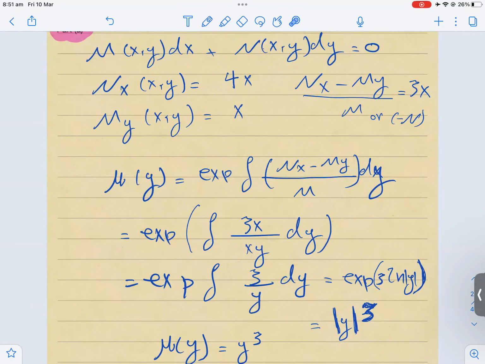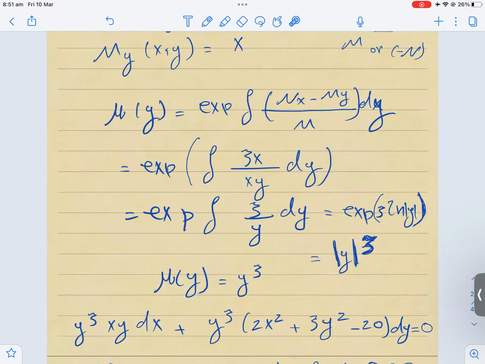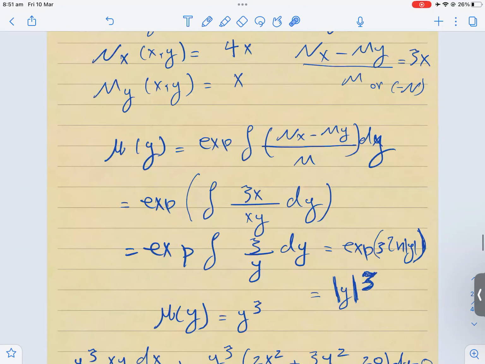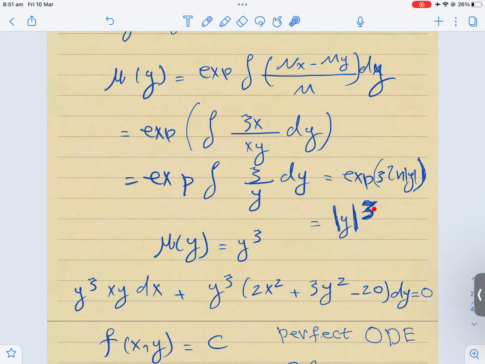Your notation might be different than lecture notes. So you just write something for yourself. Okay, mu y is exponential. So 3x, if m was xy, so this will be absolute value of y to the 3. For the same reason, I can choose y to the 3, but we could choose minus y as well.